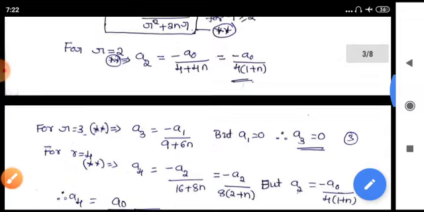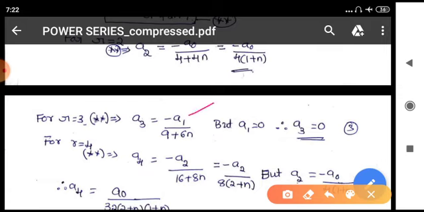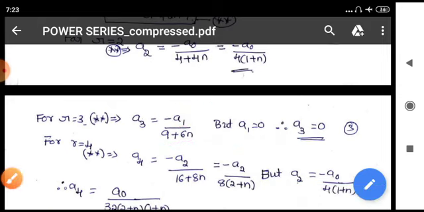Now similarly for r equal to 3 in equation double star, what we get is a3 equal to minus a1 divided by r square, 3 square is 9, plus 2nr, r is 3, so 6n. But we know that a1 is 0, therefore a3 is also 0, because if a1 is 0 here, a3 is definitely 0.